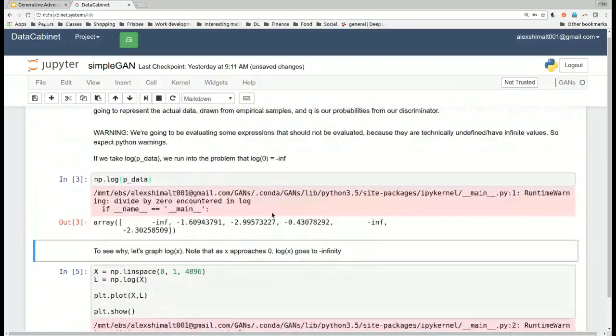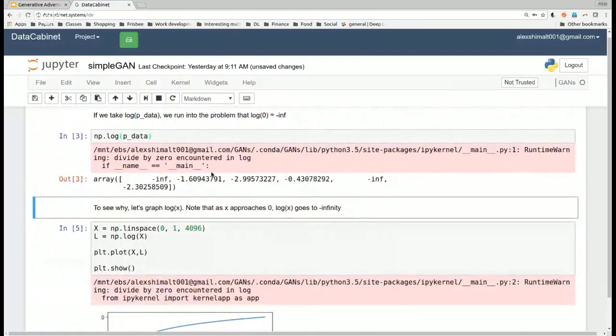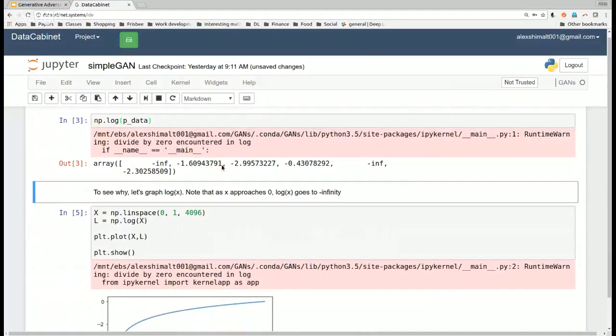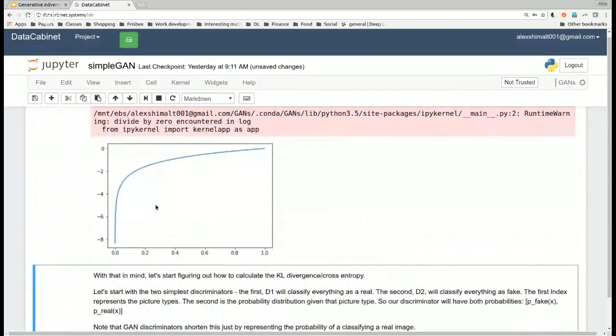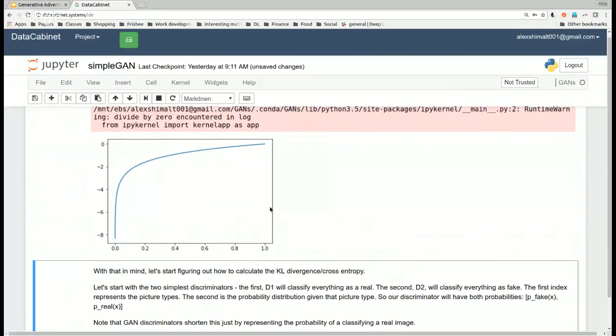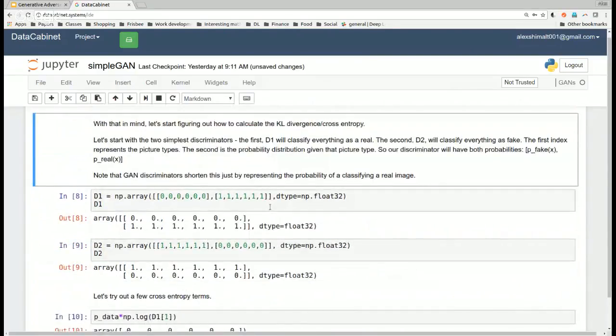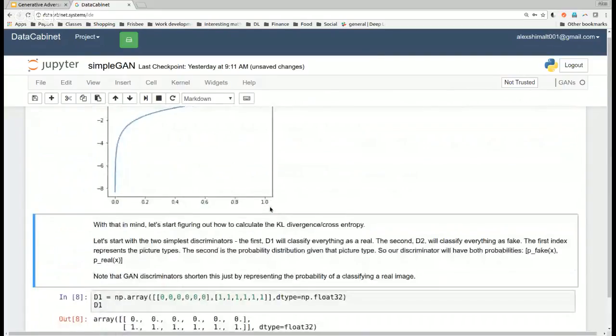So it's going to give these warnings because it doesn't like taking the log of 0. And we have a little graph of this, using Matplotlib. And as the input goes to 0, then log of x goes to negative infinity. And this is really bad if this is one of your loss terms, because now you have negative infinite loss, and it's going to blow up your model. So it's not good. So let's keep that in mind.